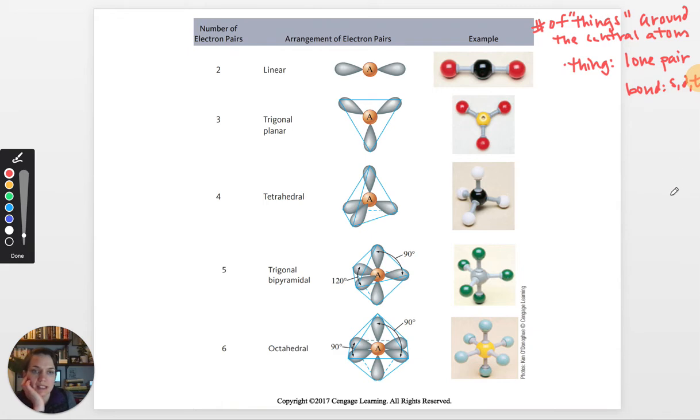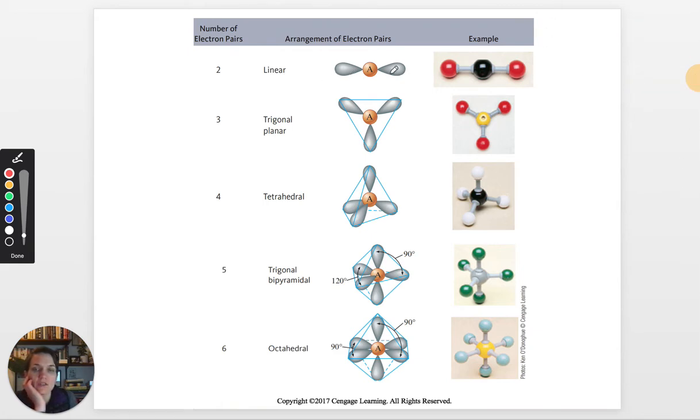So for this linear arrangement, if we have carbon dioxide, carbon has 4, our oxygens have 6, times 2 is 12. So that is 16 valence electrons. Carbon likes 4 bonds. Let's just count them up. That's 2, 4, 6, 8, 10, 12, 14, 16. This is the Lewis structure of carbon dioxide.